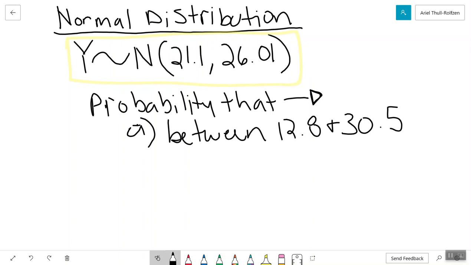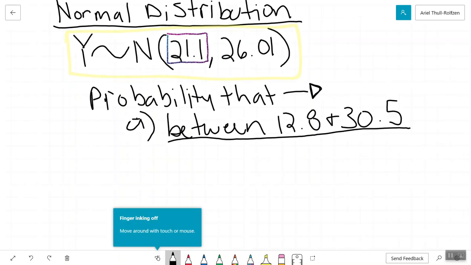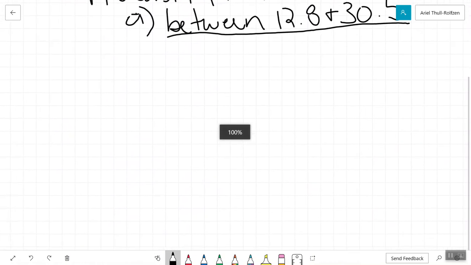Now remember in the last problem I taught you guys how to analyze this. So we're looking at between 12.8 and 30.5, and we're going to look at our mean and say, okay, where does our mean fall in this area? And it falls almost smack dab in between 12.8 and 30.5. So the probability that a score falls in between these two values, it's going to be pretty high, is what we can expect. But let's do the problem and see exactly where it lies. We're going to come down here a little bit.